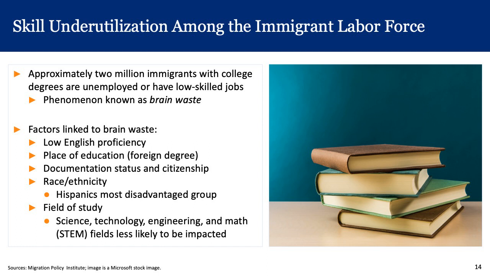This skill underutilization, which is a phenomenon also referred to as brain waste, varies significantly by state. Several factors have been linked to brain waste, including proficiency in the host country language, which is consistently reported to be the most critical skill that immigrants need to succeed in the labor market. Place of education also plays a role. It is reported that those who come to the United States after they're 25 years of age are more likely to be employed in low-skilled jobs compared to those who arrived before the age of 12.